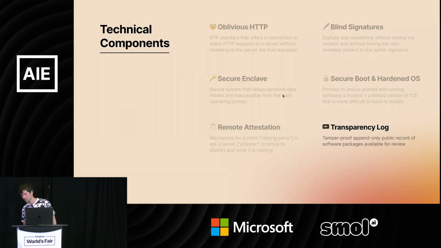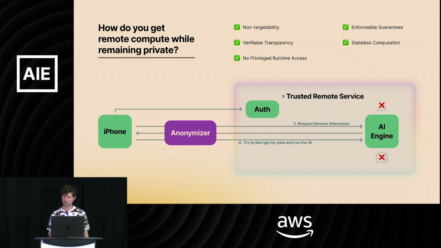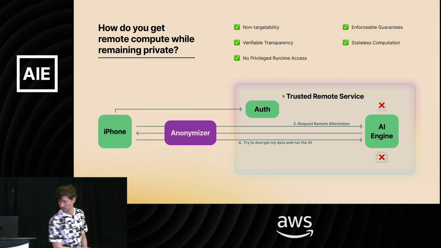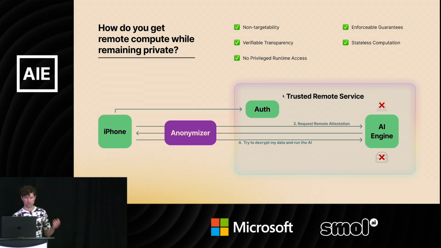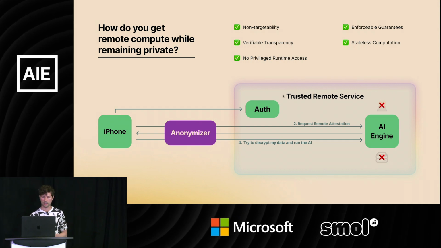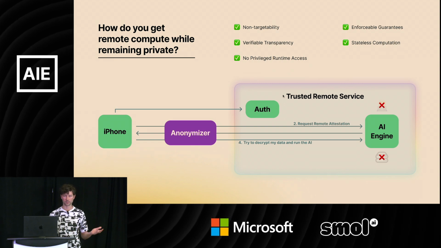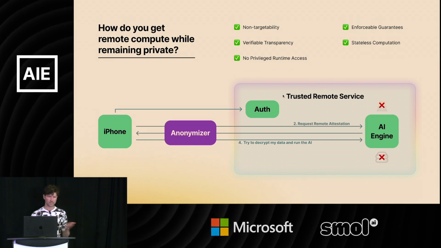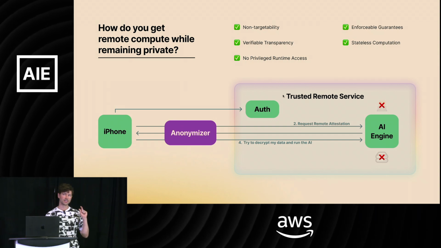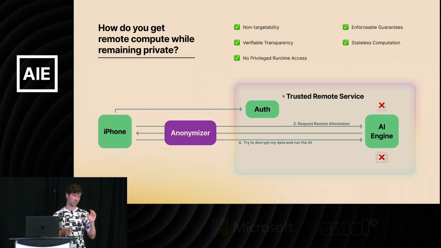Great. So that is the transparency log. Let me tell you how this all comes together. Remote attestation is this flow. Again, the iPhone first, through the anonymizer, requests a remote attestation package, and then says, well, if I believe that remote attestation package, I trust the contents that is running on the server, I can then send my data. And I phrase this as try to decrypt the data and run the AI. Again, if the attestation changed, the AI engine would not be able to decrypt the data. So that's the most important part.